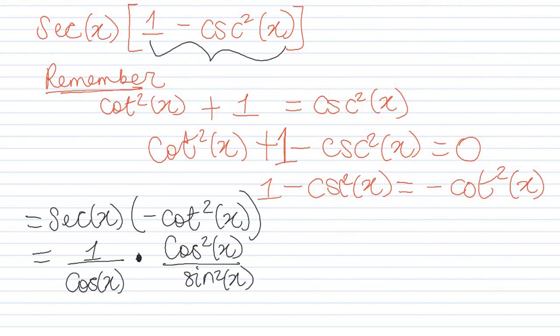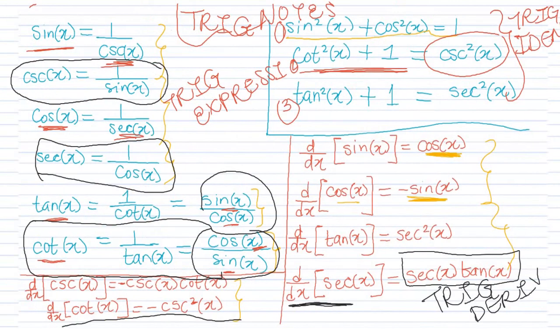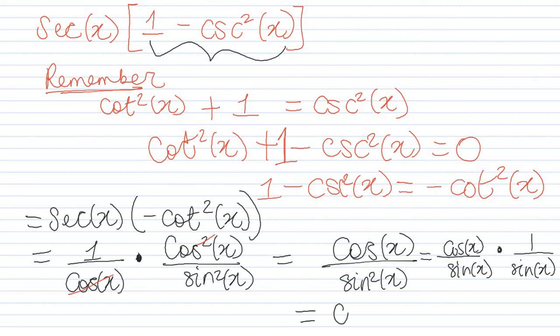So what do we end up with? We cancel this out. We cancel this out. So what we end up with is cosine x over sine squared x. And we can represent this as cosine x over sine x multiplied by 1 over sine x. And then when we go further, we remember, what is cosine x over sine x? Let's go back to the trig notes. Cosine x over sine x is the same thing as cotangent x. So we put that down here. Our answer to be cotangent x.